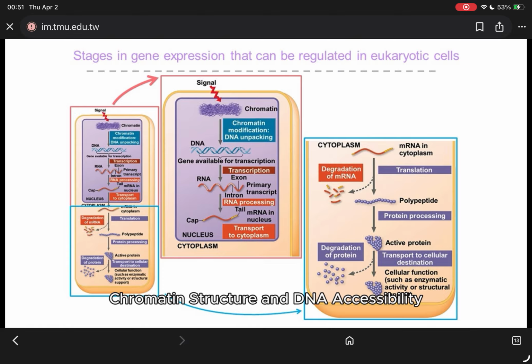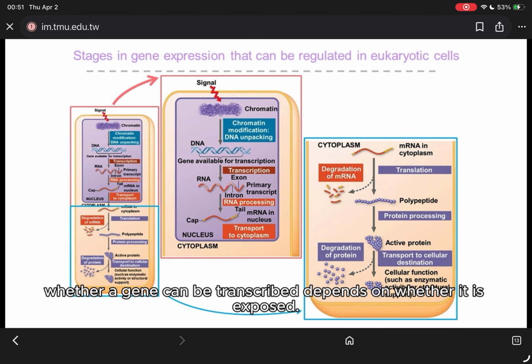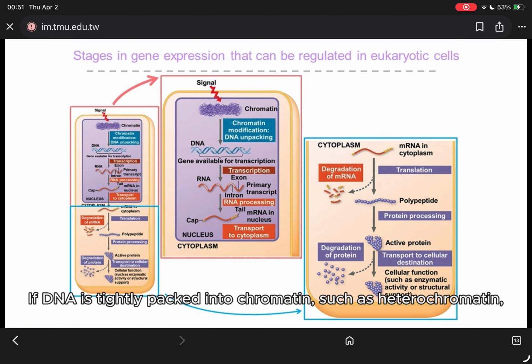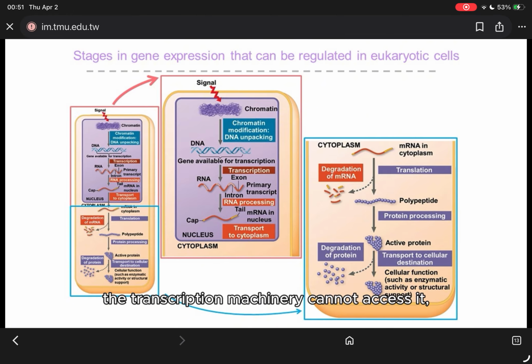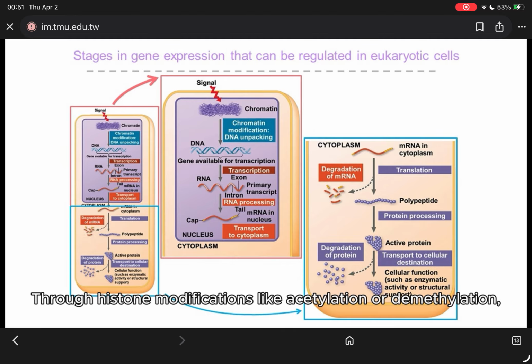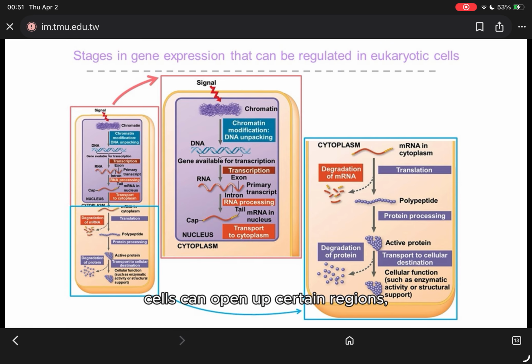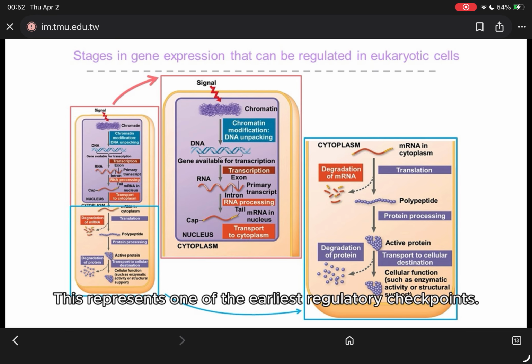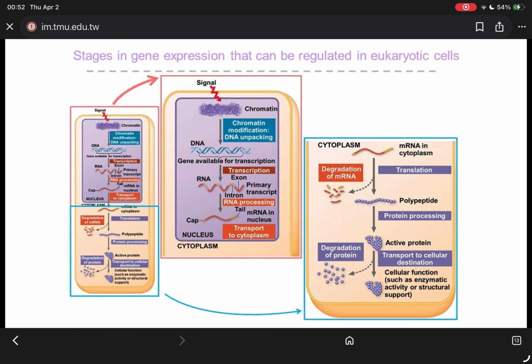Stage 1. Chromatin structure and DNA accessibility. At the very beginning, whether a gene can be transcribed depends on whether it is exposed. If DNA is tightly packed into chromatin, such as heterochromatin, the transcription machinery cannot access it, and the gene remains off. Through histone modifications like acetylation or demethylation, cells can open up certain regions, making them accessible for transcription. This represents one of the earliest regulatory checkpoints.